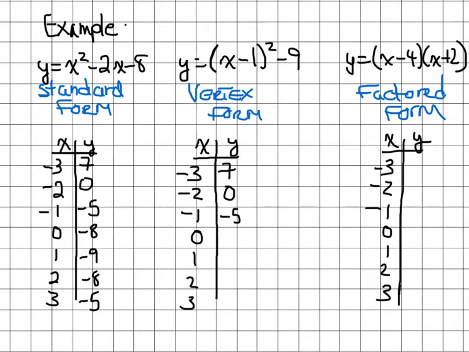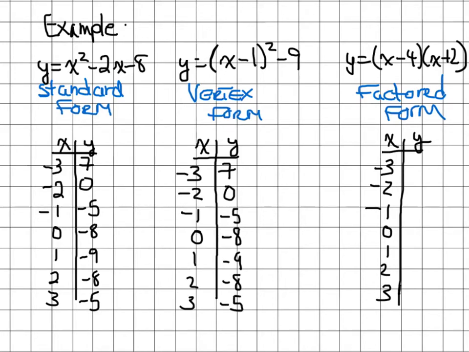Then 0 minus 1 is negative 1. Negative 1 all squared is 1. Minus 9 is minus 8. Then 1 minus 1 is 0. 0 squared is still 0. Minus 9 is minus 9. Then for 2, 2 minus 1 is 1. 1 squared is 1. 1 minus 9 is minus 8. And then 3 minus 1 is 2. 2 squared is 4. 4 minus 9 is minus 5.